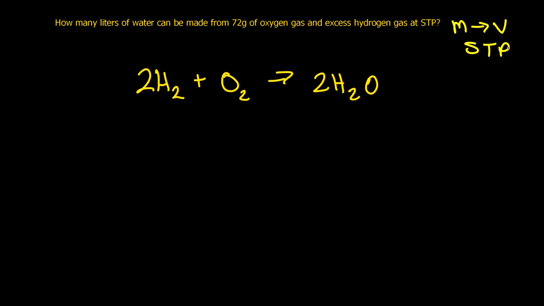Since it's STP, anytime we're going to do a moles to volume or volume to moles conversion, we're going to use that 22.4 conversion factor. Or if you want to, you can use PV equals nRT. And for mass conversions, we're going to use our molar masses, like in regular stoichiometry. So let's break this problem down.